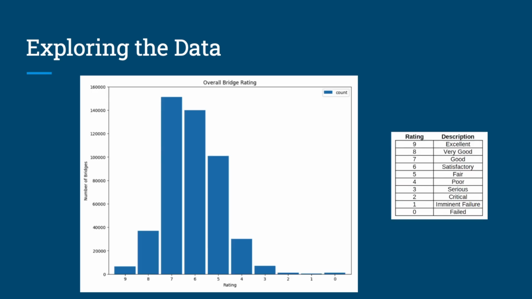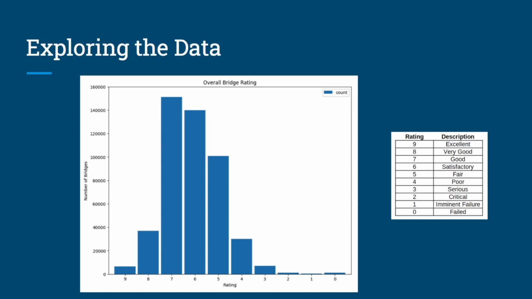So now we'll talk about the bridge ratings. And so on the right, you can see our scale. It starts at 9, with the bridge being in excellent condition, going all the way down to 0, which is a bridge that has failed structurally.